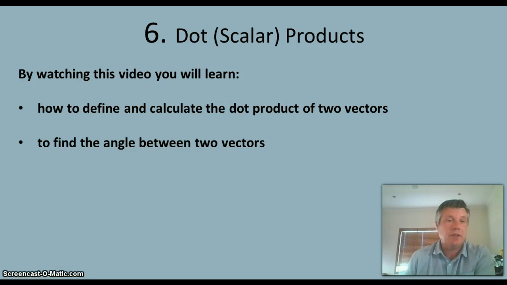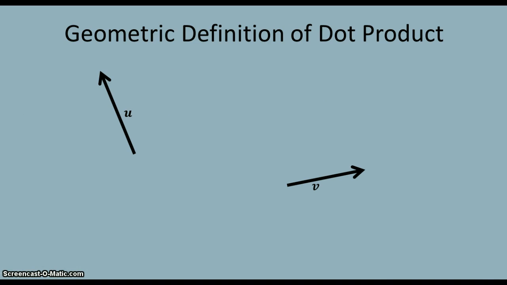So hopefully at the end of this video you'll be able to define and calculate the dot product of two vectors and be able to find the angle between two vectors using the dot product. So let's begin by defining the dot product geometrically.